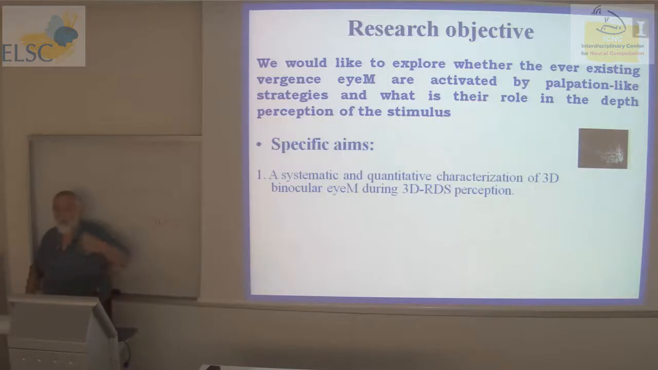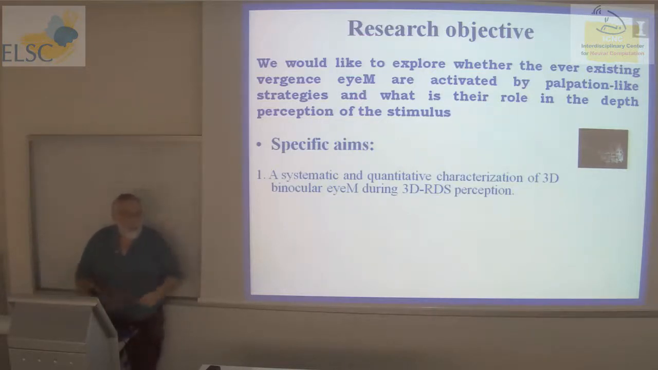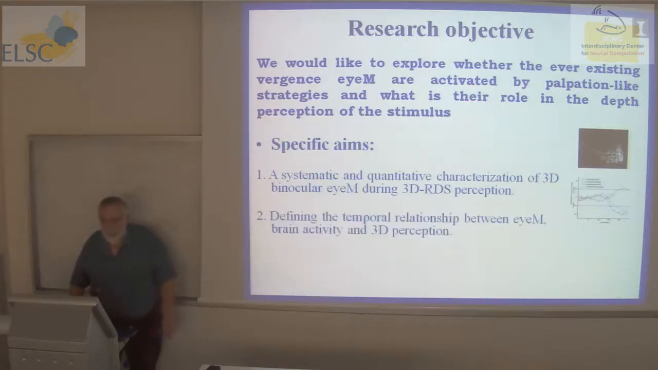So a small error in each one of the eyes creates an error of 1 centimeter in the normal plane. In the distance, it can be plus or minus 10 centimeters. So if you want to see whether you go along an object, your resolution is much worse than what you are trying to check. So a systematic and quantitative characterization of 3D binocular eye movement during 3D perception, that was one thing that we checked.